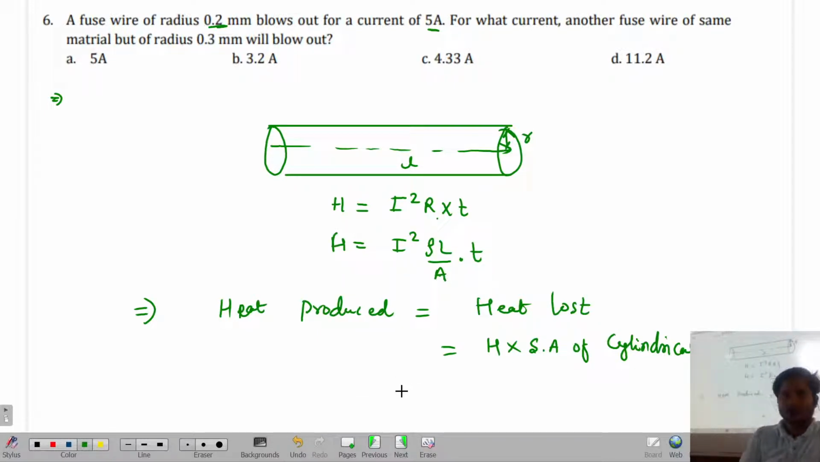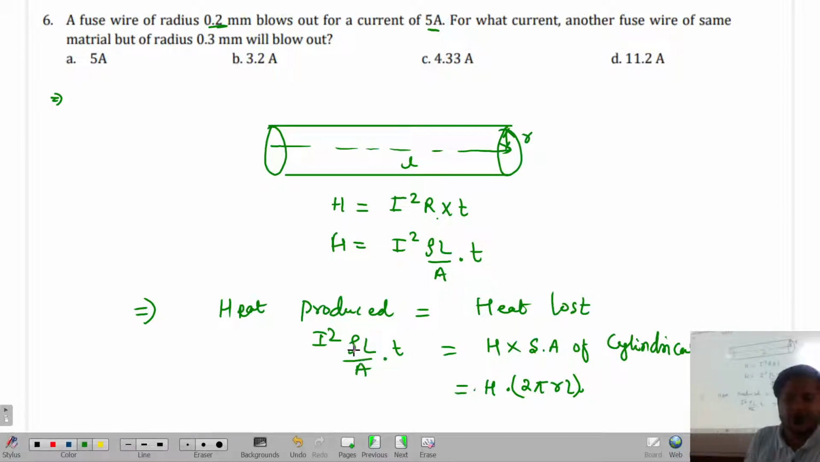So if a fuse wire is there, it is not visible, or what? Okay, so how much is the heat? I will write heat. The surface area of the cylindrical wire is how much? 2 pi r into length L. Got it or not? Yes or no? This is the surface area of the cylindrical wire or not? Now, heat produced is what? I square rho L by A into time T. Yes or no?